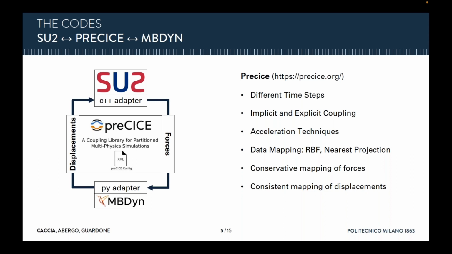And regarding preCICE, it has some notable features. We can set different time steps between the two solvers. We have implicit and explicit coupling. The implicit has also some acceleration techniques built in. It already provides data mapping using, for instance, radial basis functions or nearest projection. And these mappings can be either conservative or consistent. So we use conservative mapping for forces so that we preserve the integral value between the two domains, and consistent mapping for the displacement.